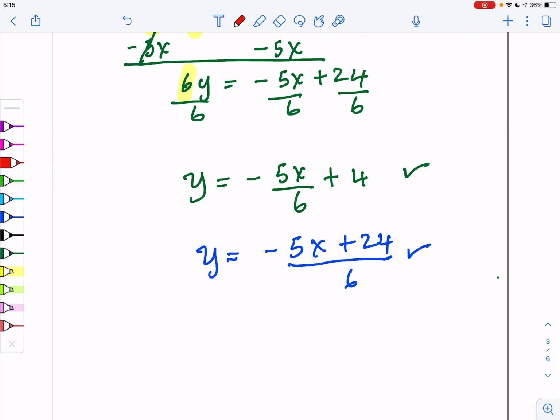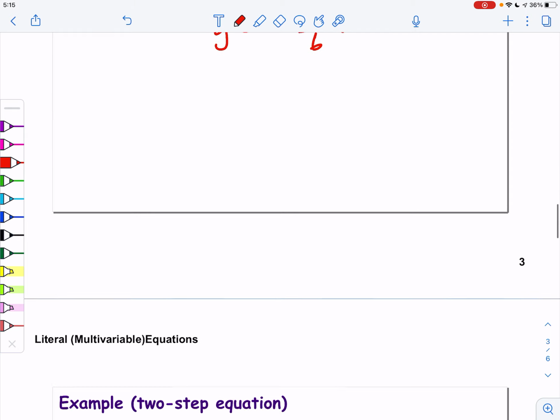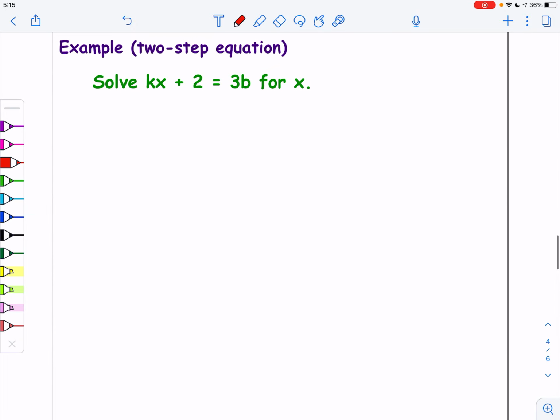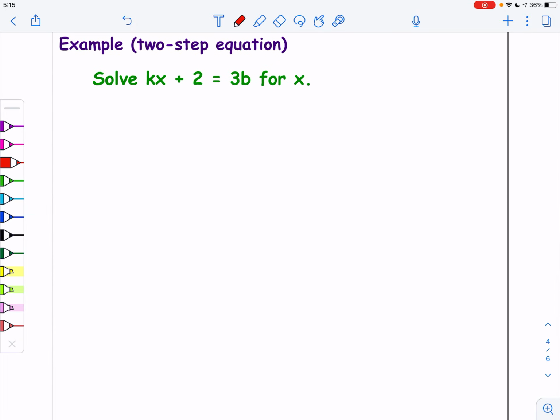You can also write this as y equals negative 5/6 x plus 4. And each of these come in handy depending on what you're solving for. For example, if you're doing slope-intercept, then the third one would come in handy. In this next example, another two-step, we have 3 variables. We're solving for x. The steps are still the same. So you want to first of all get rid of 2 and then get rid of k.